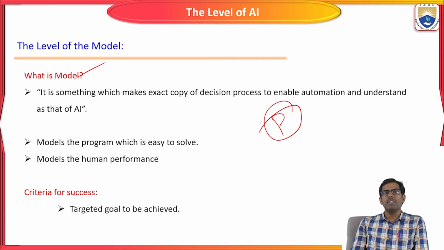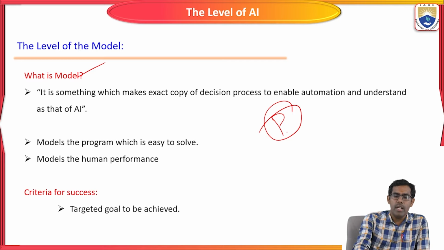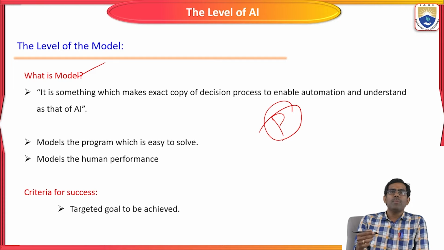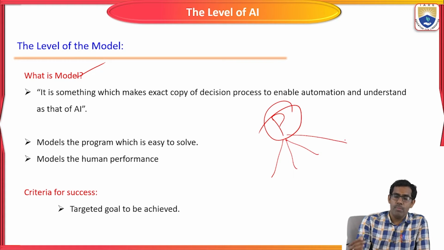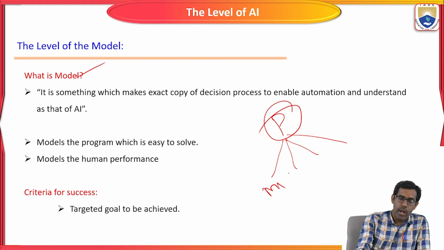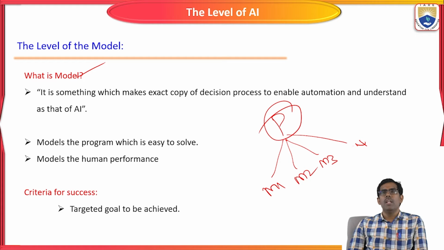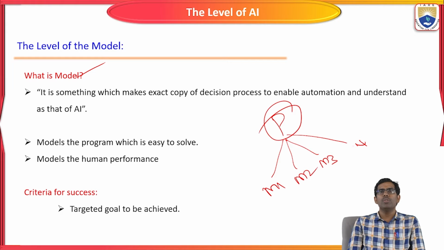For example, we have one problem statement. If you are doing research in a particular domain, first we choose a problem statement, right? That problem statement will be split into n number of modules: module 1, 2, 3, 4, like this. So this is the concept of models in artificial intelligence.